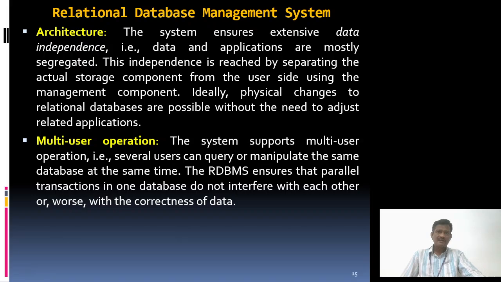Next property is architecture. RDBMS provides data independence, meaning changes in storage do not affect applications. It supports multiple users accessing or modifying data simultaneously. Next is multi-user operation. Several users can query or manipulate the same database at the same time. RDBMS ensures that transactions do not interfere with each other. This property is also known as concurrency control.